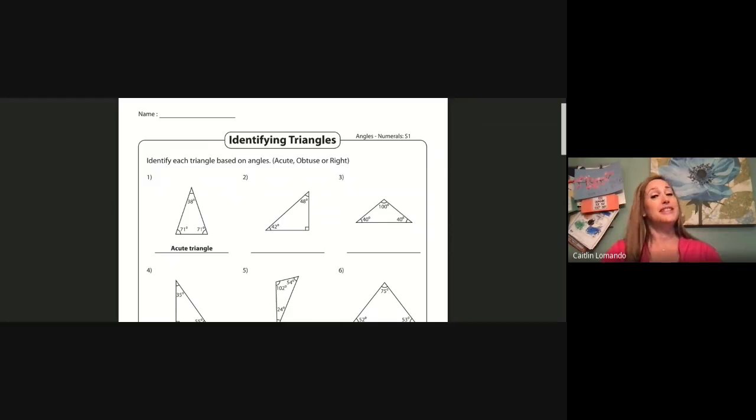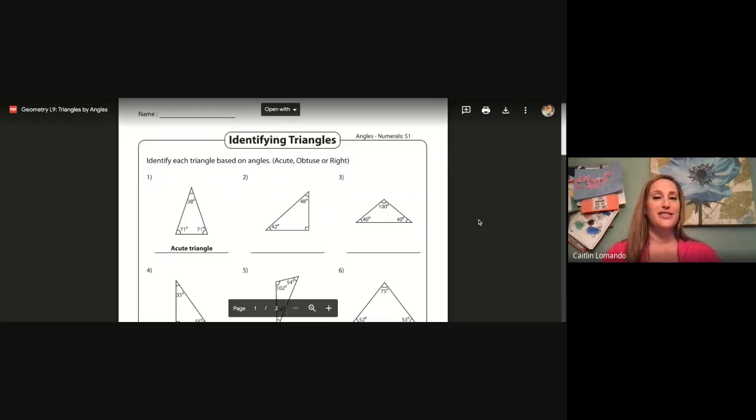Triangle number 2 is definitely a right triangle because it has one right angle. Let's look at triangle number 3. It has two angles that measure 40 degrees and one that measures 100. That's a big angle. Is this triangle acute, right, or obtuse? Let's pause and discuss. If you guessed obtuse, you're right. It has one obtuse angle. That means it is an obtuse triangle. It only needs one angle that's right or obtuse to make it a right or obtuse triangle.